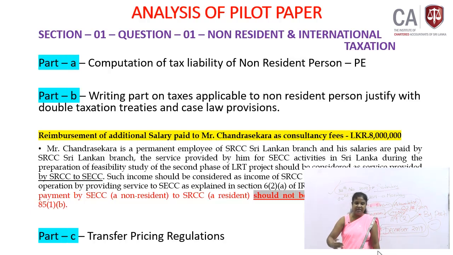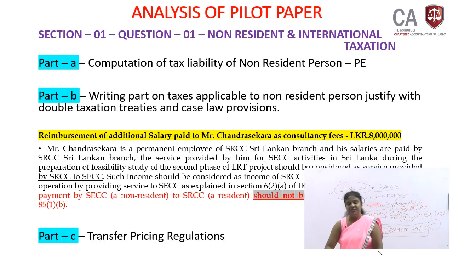All the other explanations are correct, but in the final part, the service fee payment by SCCC, that means SCCC is a non-resident person, to SRCC, a resident person, should be corrected: it should not be liable for withholding tax under section 85 subsection 1b. This is a correction of the part we have discussed. As I promised, I have come back to this and done that part.